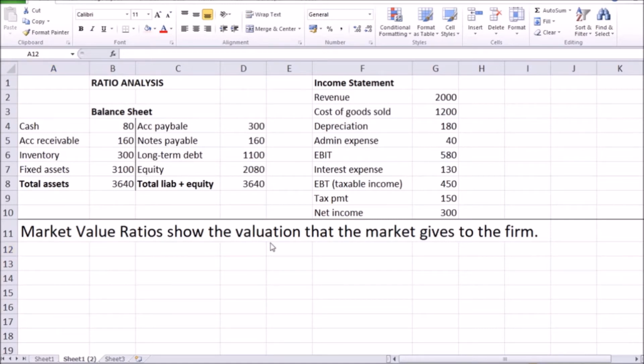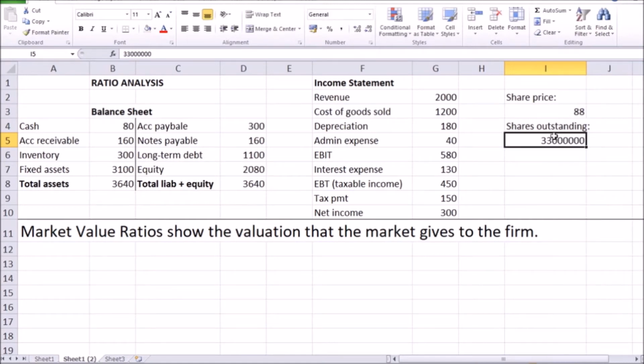As the valuation depends on a lot of that activity from market participants, we need to introduce more data, as the balance sheet and income statement are not really enough for the market value ratios. We will need a share price and the number of shares outstanding. Let's say the share price is $88 and let's say the number of shares outstanding is 33 million.